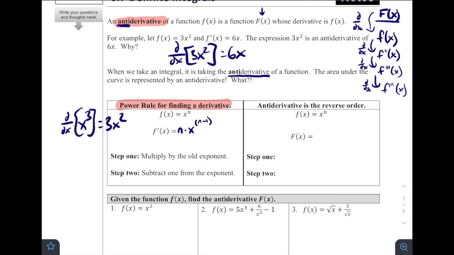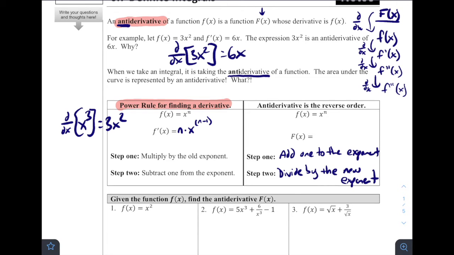and do the opposite of them. So in this case, for step 1 of the antiderivative, we're going to do the opposite of what step 2 is. Instead of subtracting 1 from the exponent, we're going to add 1 to the exponent first. And then after that, we can go the opposite. So then this is multiplied by the old exponent. So we're going to divide by the old exponent. Except in this case, we're going to divide by the new exponent.